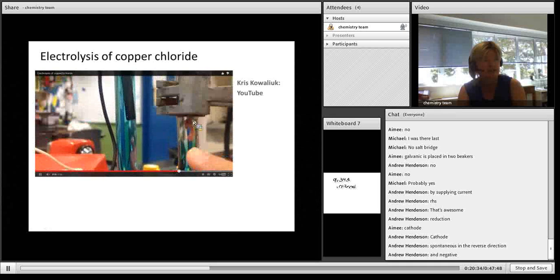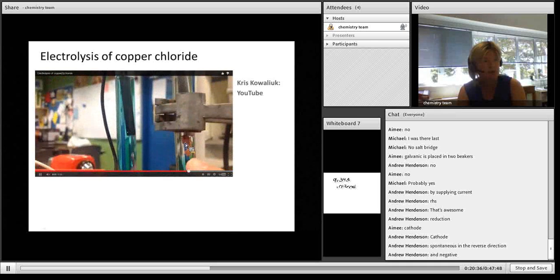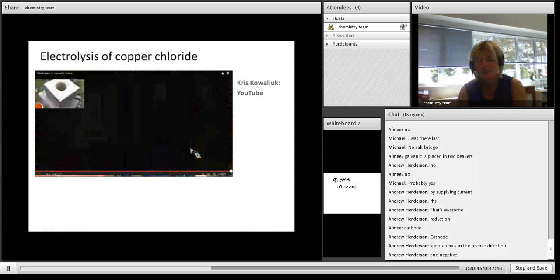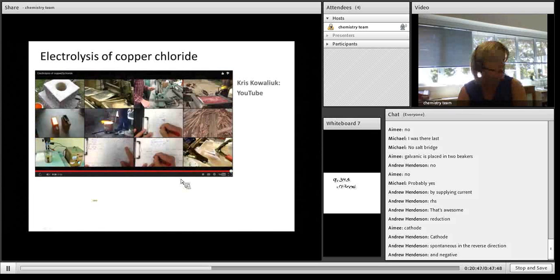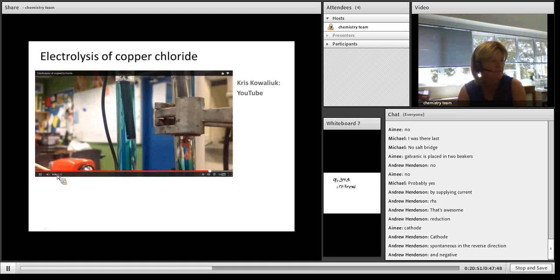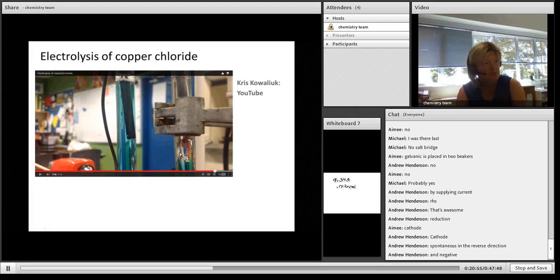Okay, so this is the cathode. Can you see the blue color is fading because the copper is starting to deposit on there? So the blue copper ions are now disappearing because you're forming copper metal. Let's take that back a bit, and I'll just stop there. So the blue color is fading. This is all the things you need to explain.